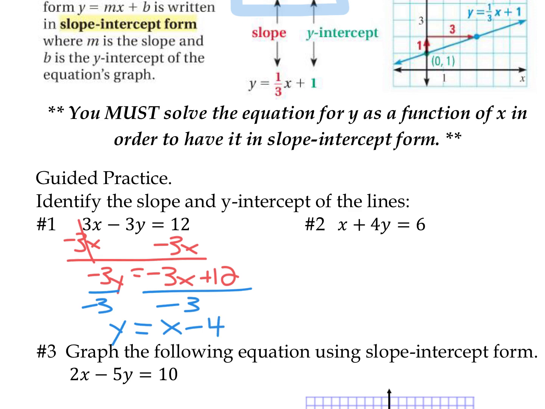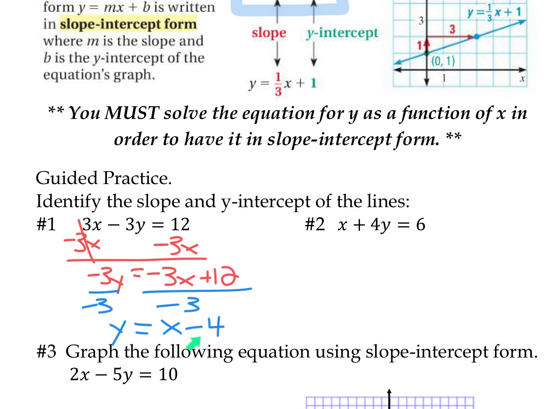We don't have to write the 1 here, you can, but if we see a variable with nothing written in front of it, we assume that's a 1 as a coefficient. Okay? So my slope in this line would be a 1. My y-intercept would be a negative 4. So identify the slope and intercept.